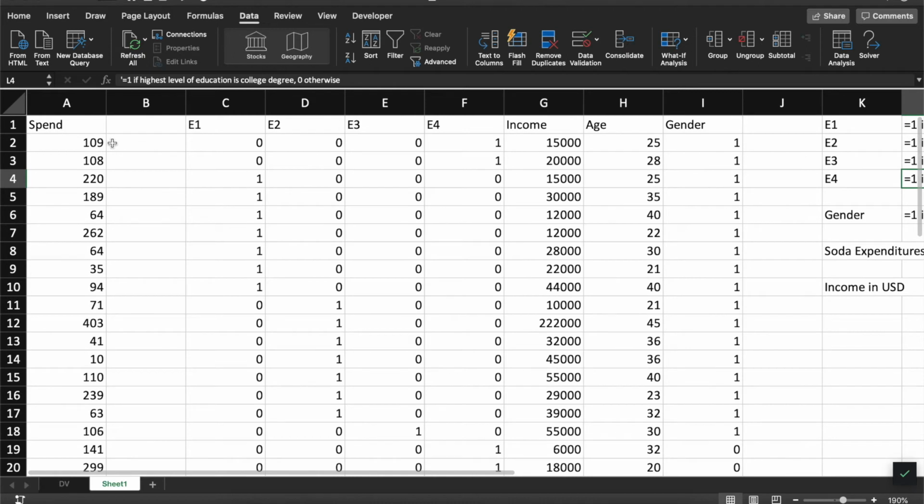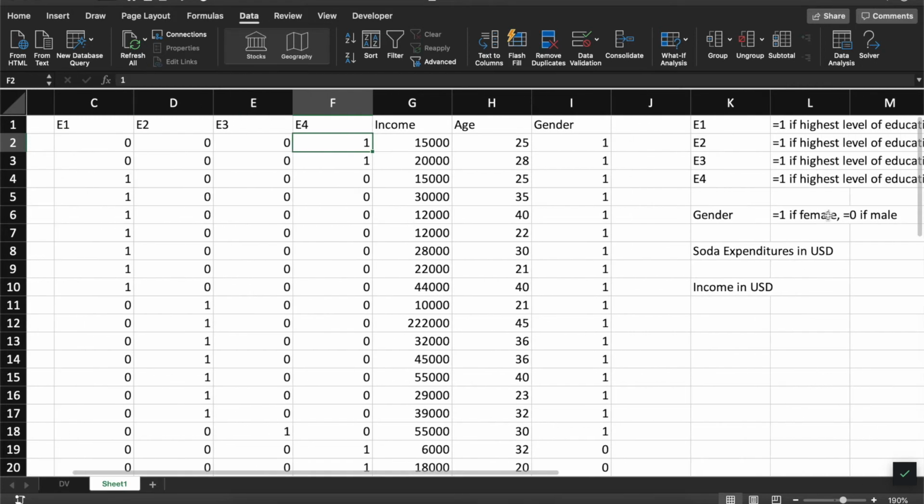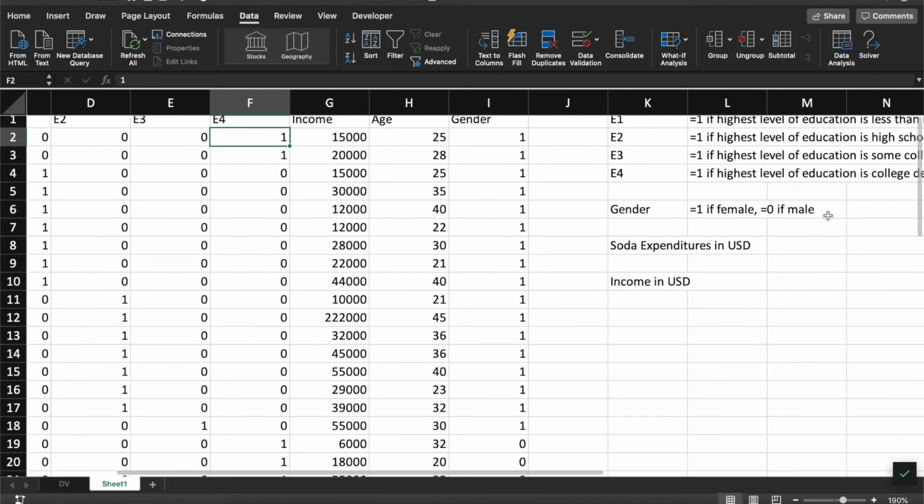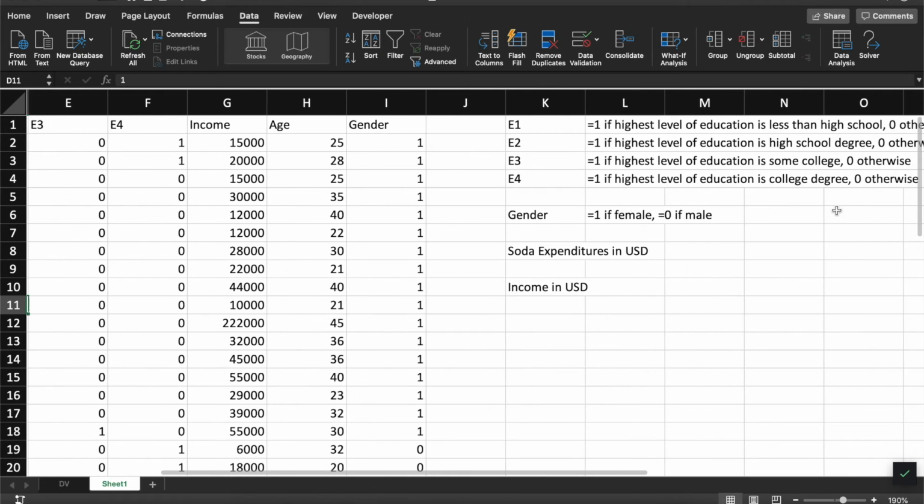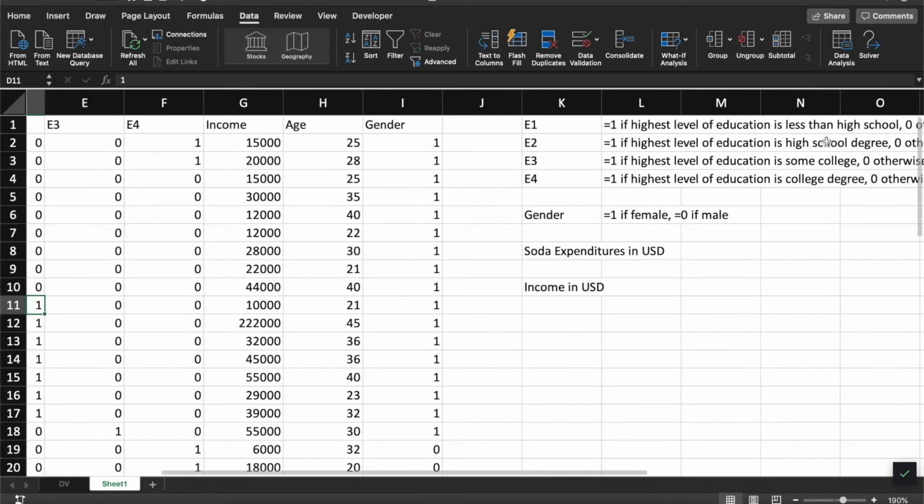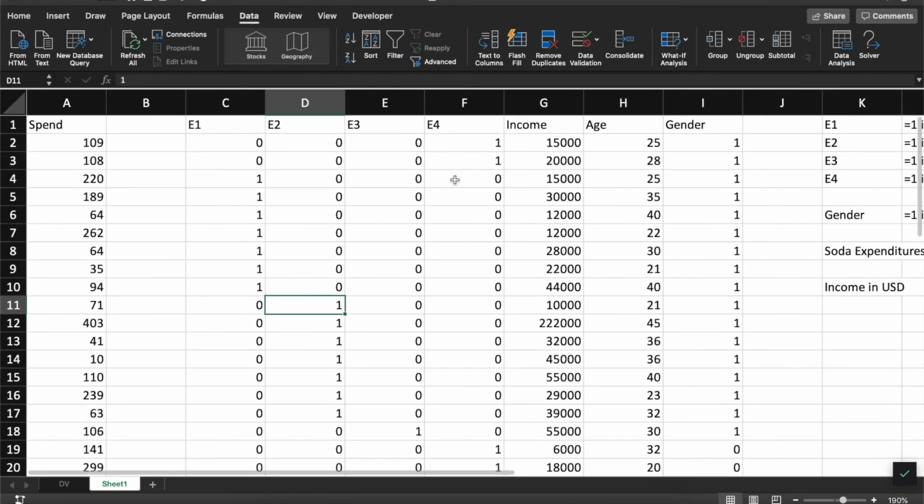So, for example, this first person here spent $109 on soda, and their highest level of education is E4, which means they have a college degree. I'm going to jump down here to row 11. This person here spent $71 on soda, and their highest level of education is E2, which means a high school degree. Okay. So that's what these mean.